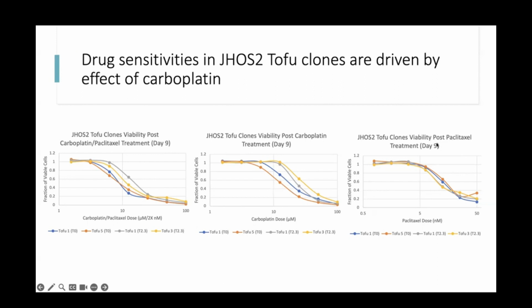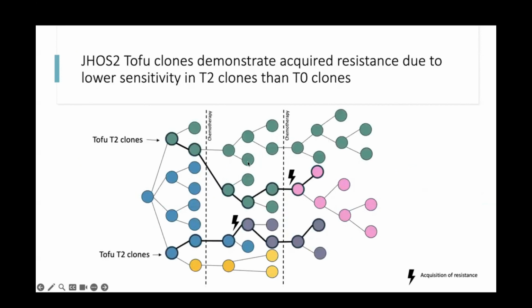However, with the paclitaxel treatment, all of the clones performed similarly, which can lead to the conclusion that carboplatin is driving the selection of the T2 clones. And this is a potential resistance mechanism that the T2 clones might have taken. So they might have acquired resistance post second round of chemotherapy, or acquired resistance after the first round of chemotherapy that allowed these T2 clones to survive both rounds of chemotherapy and still proliferate.